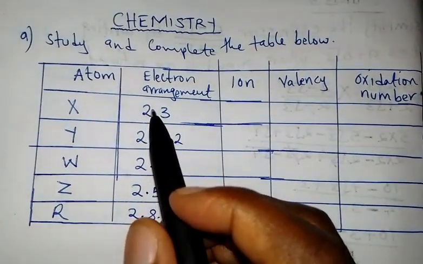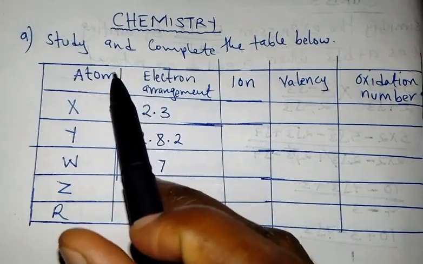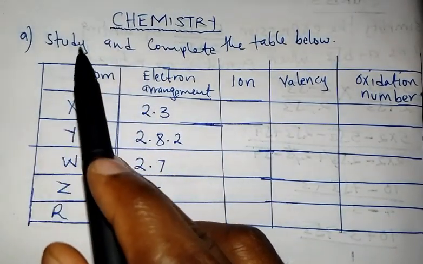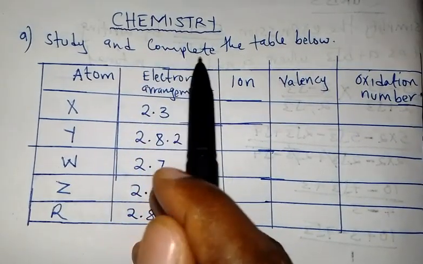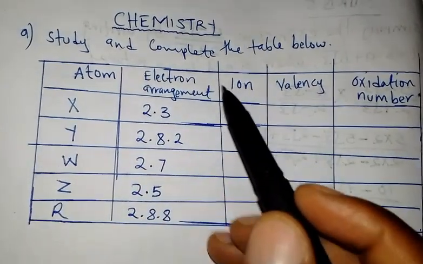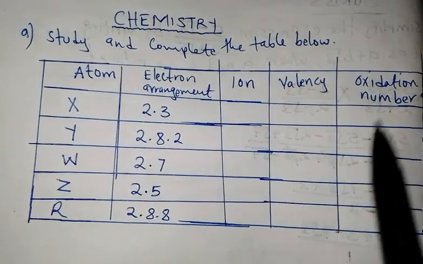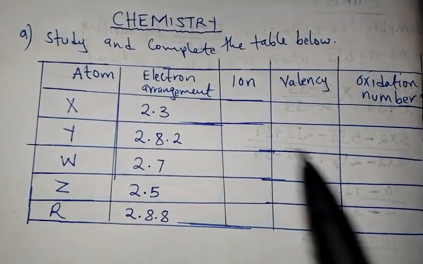So today I want us to look at this question on chemistry. We are required to fill this table. First of all, you are told to study, and then after studying the table, you have to complete it. So we have to complete the ion column, the valency column, and the oxidation number column.